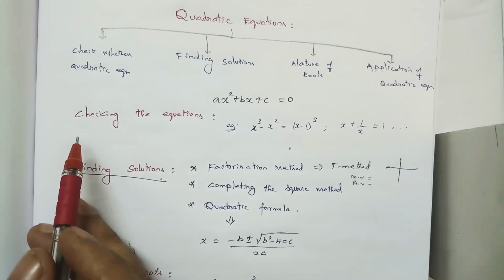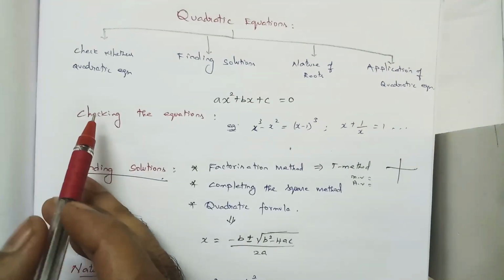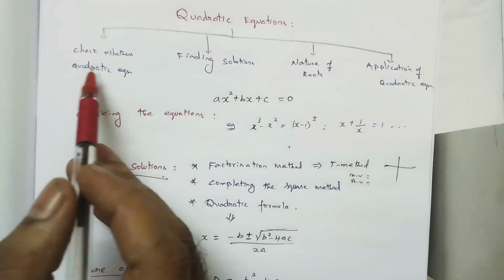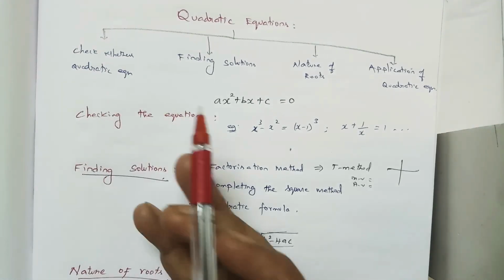Next, chapter number 4, quadratic equations. In quadratic equations, we have four concepts. The first concept is to check whether the given equation is a quadratic equation or not.